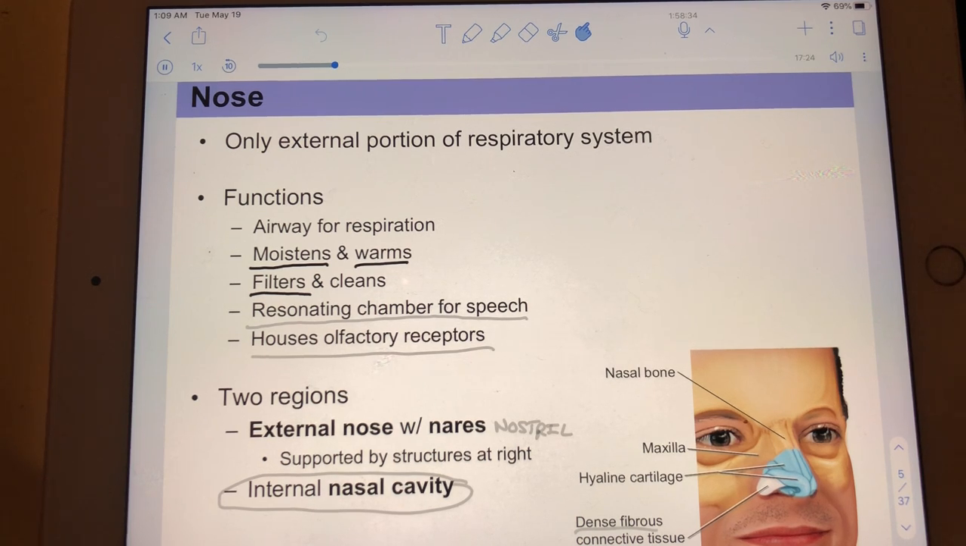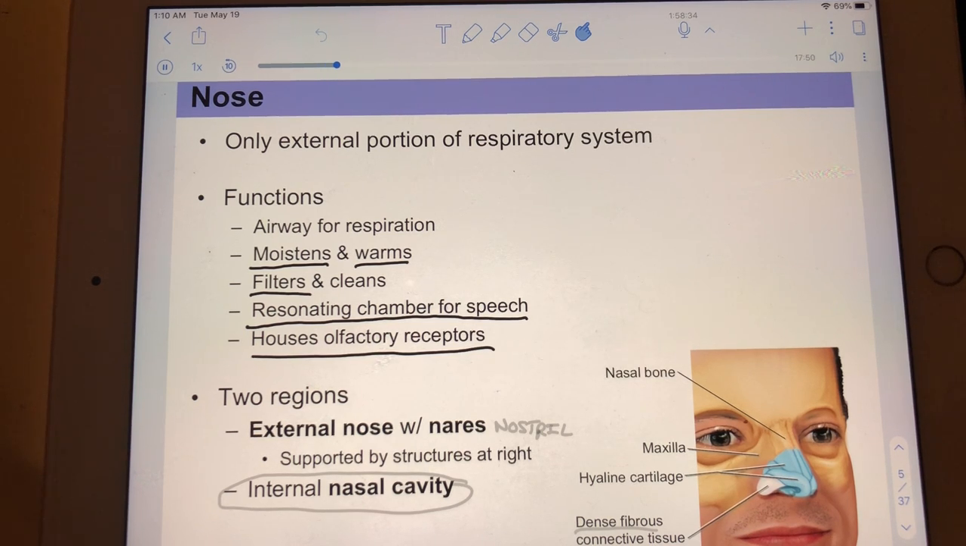The nose and nasal cavity are also resonating chambers, as are the paranasal sinuses. They lend resonance to our voice. And then the nasal cavity at its roof, its superior roof, houses our olfactory receptors. And we'll zoom in on those shortly, okay?